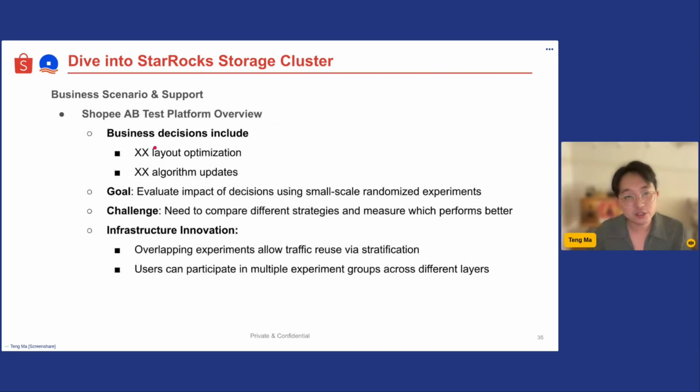The last scenario is the Shopee A/B test platform. This A/B test platform is for making business decisions. These business decisions include layout optimization, which can be the home page or web page, and also recommendation algorithm updates. Their goal is to evaluate the impact of decisions using small-scale random experiments, and they use overlapping experiments to allow traffic reuse with stratification.